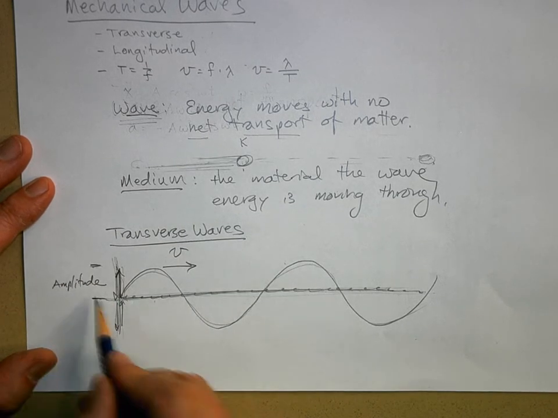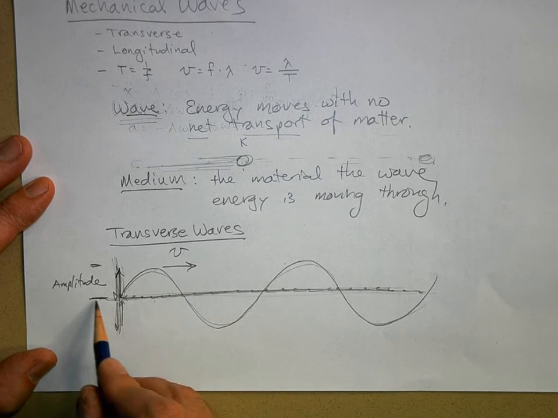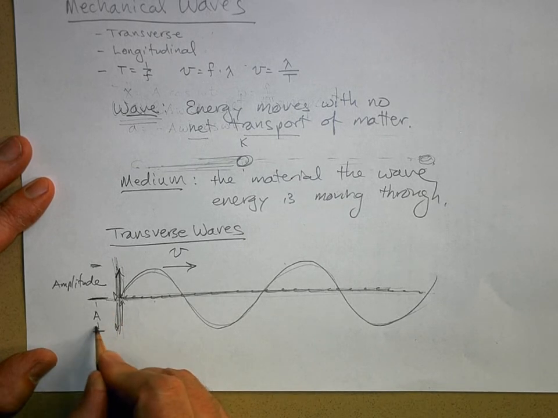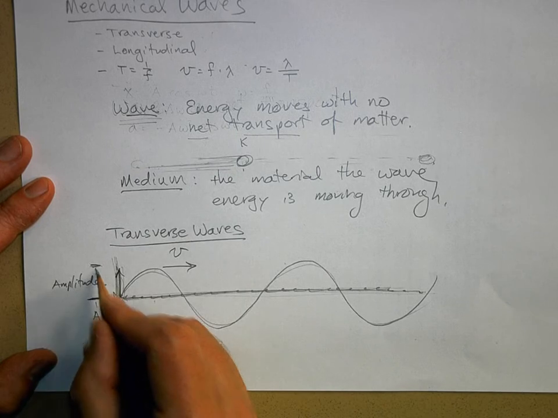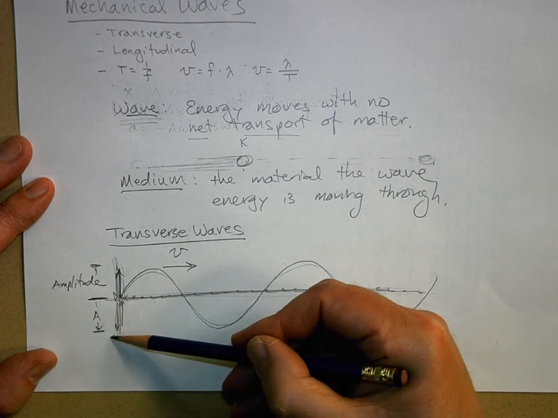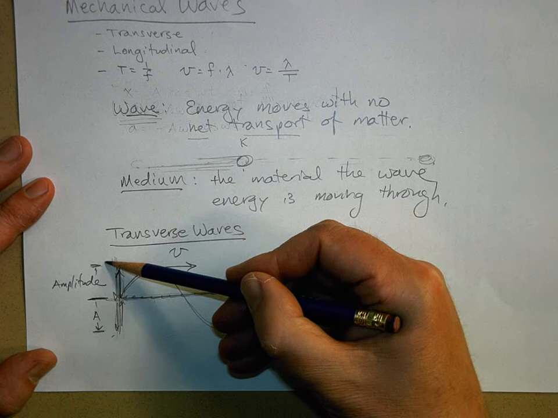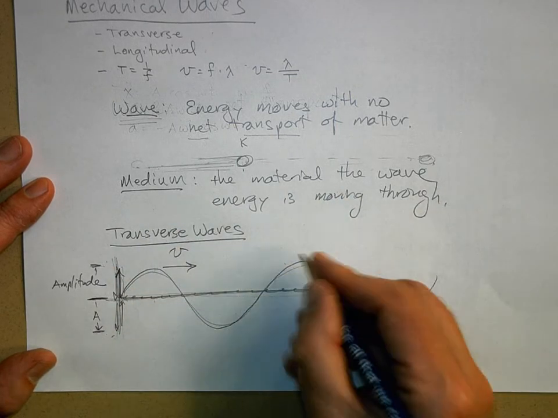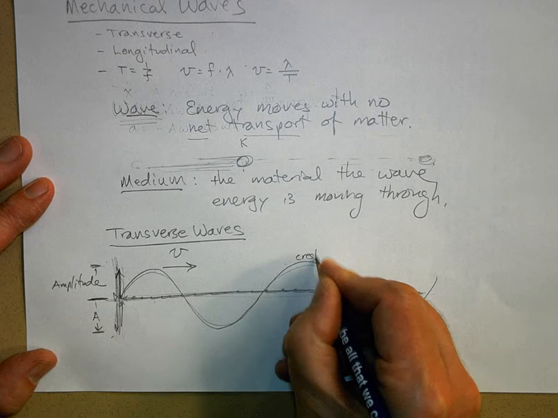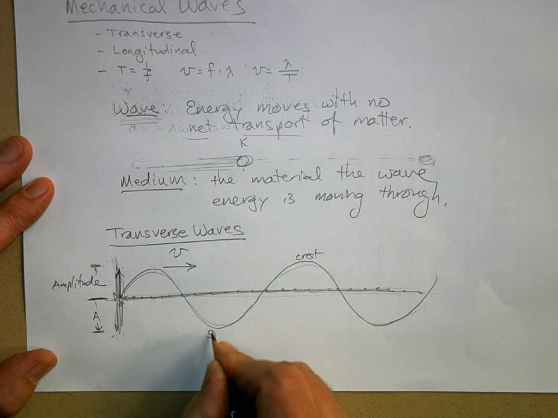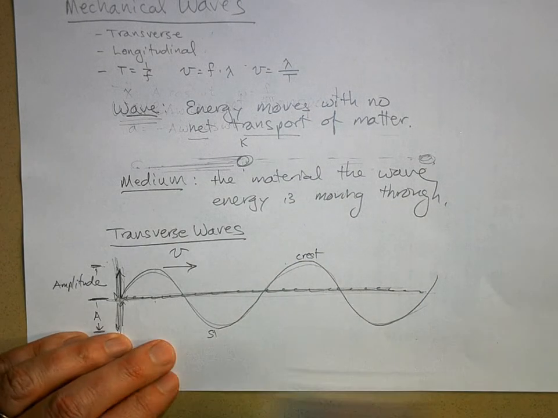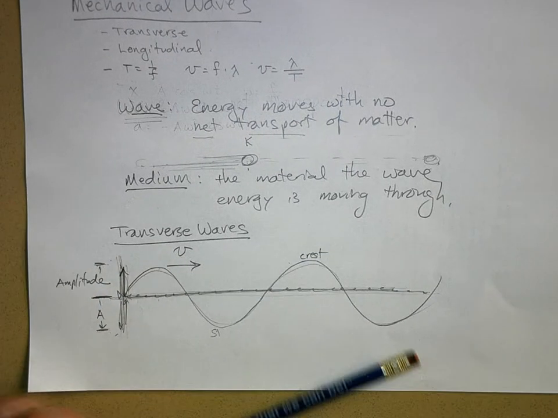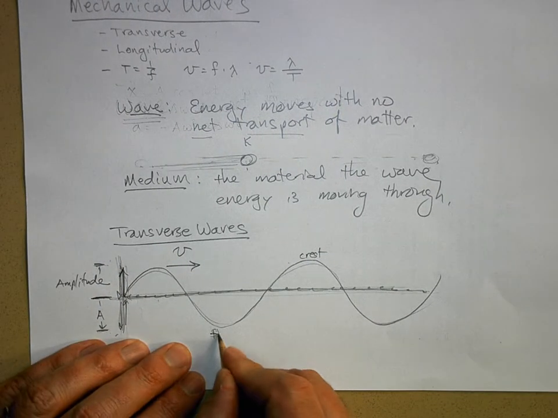Okay, and the amplitude goes from here to here or from here to here. So this is the amplitude. Now the amplitude is not from here to here. That's twice the amplitude, from the minimum to the maximum. Sometimes this is called a crest. Sometimes this is called a trough of the transverse wave.